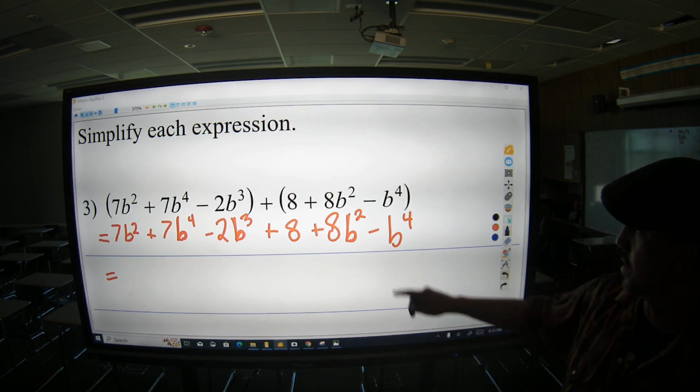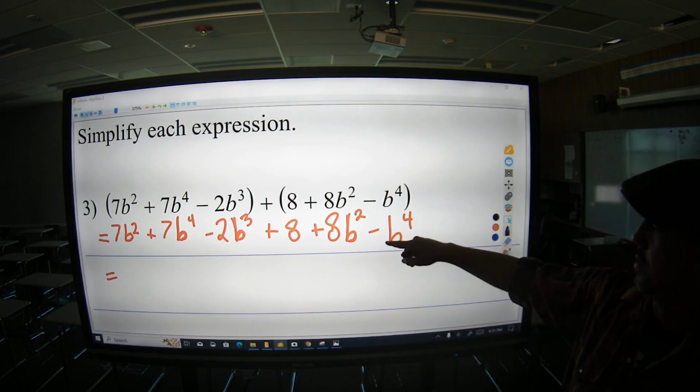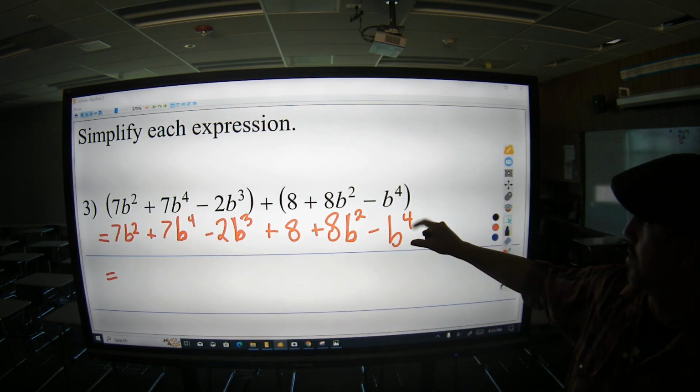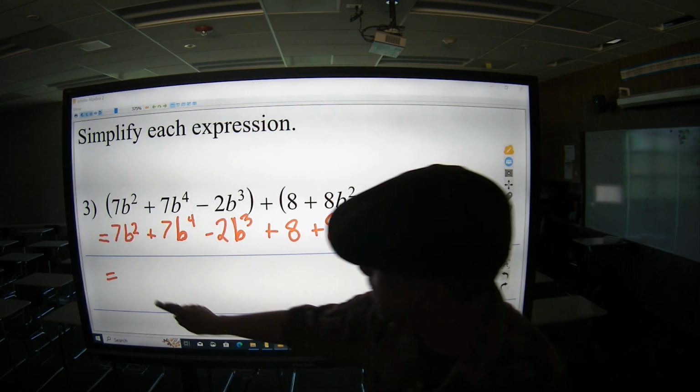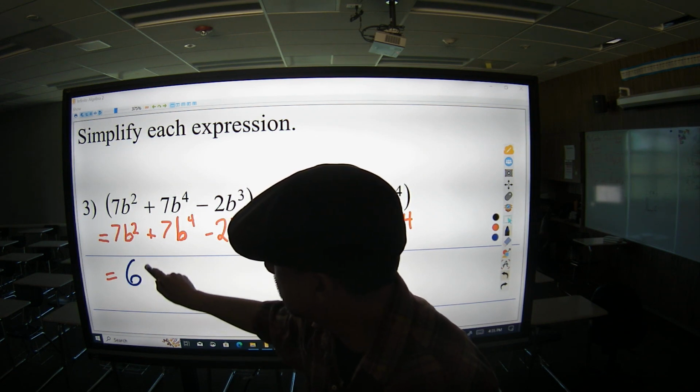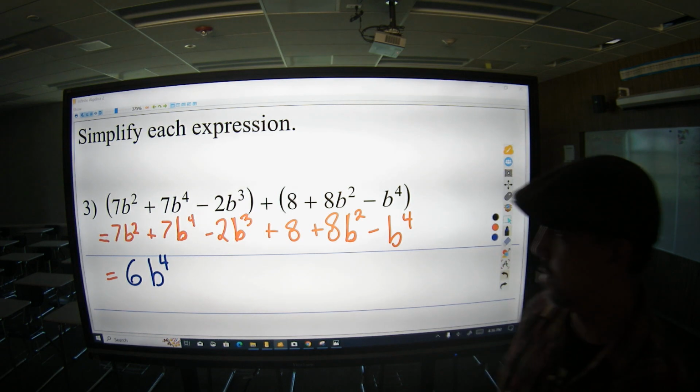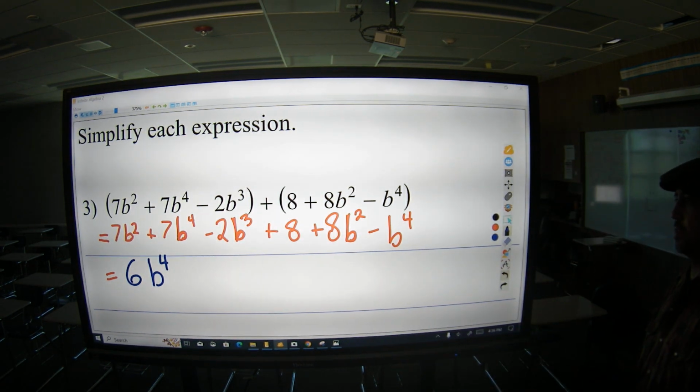And like we said, there's an invisible 1 right here, right? So if I have 7b to the 4th, and I'm taking away 1b to the 4th power, then that means I have 6b to the 4th power. Now I need to look for the next biggest exponent, and in this case, it's 3.